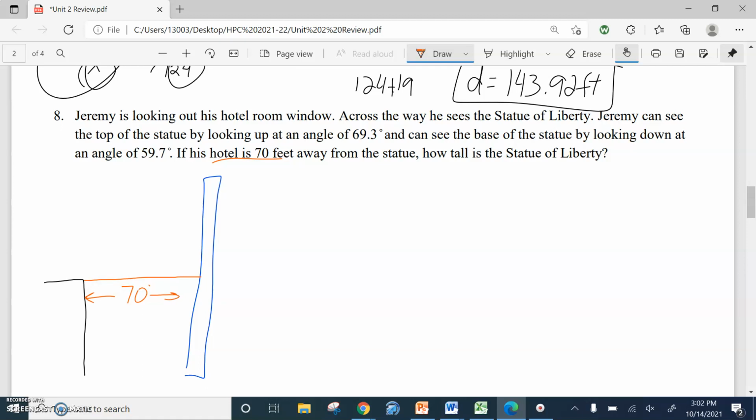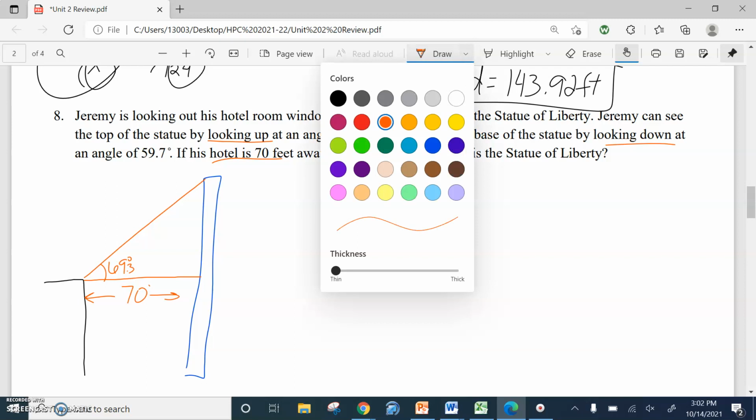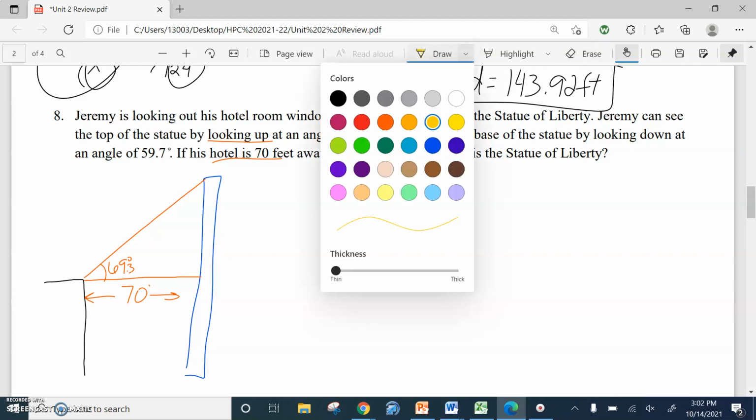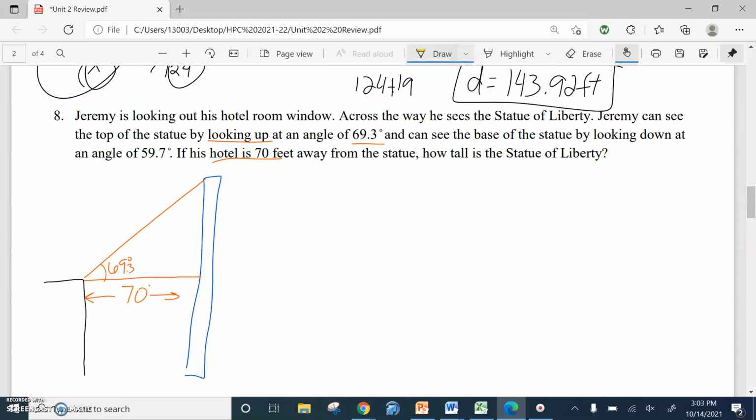And what we're saying, though, is they're going to look up, looking up 69.3 degrees. So that's this angle here, 69.3 degrees. Then it says they're going to look down. Let's change that. Erase. We're looking down at the bottom of the statue. And that angle is 59.7.